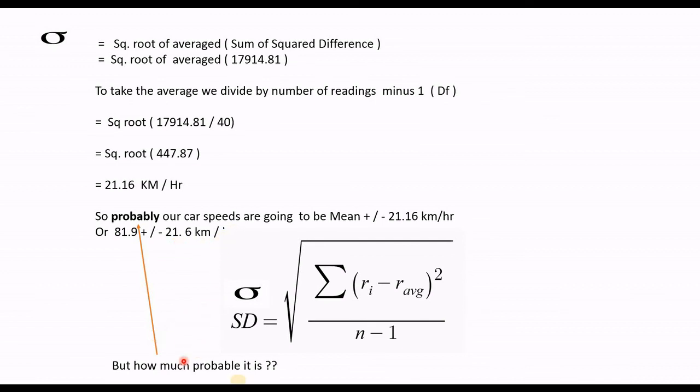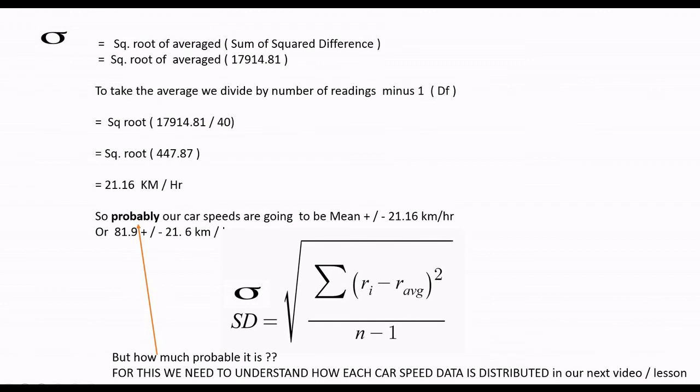But how probable is it? 68% or 95% or 99.7% or 99%? How much? You are saying probably. Probably for you is something else, for me something else. How probable? So for this, we have to understand how each car speed data is distributed.